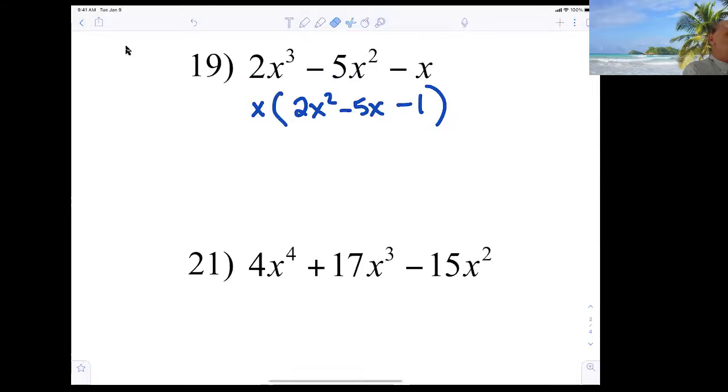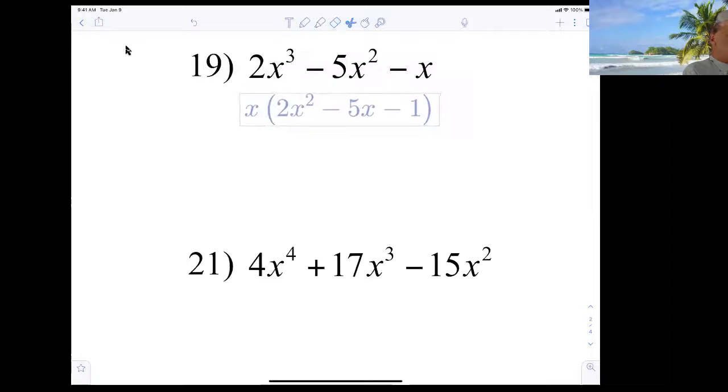Now the question is, can I factor this one again? Does this factor? No. So we don't say it's prime. That's the answer. All right, guys? If it doesn't factor a second time, it doesn't always have to factor a second time. That's the answer. That's all it is. Anybody have any issue with that?